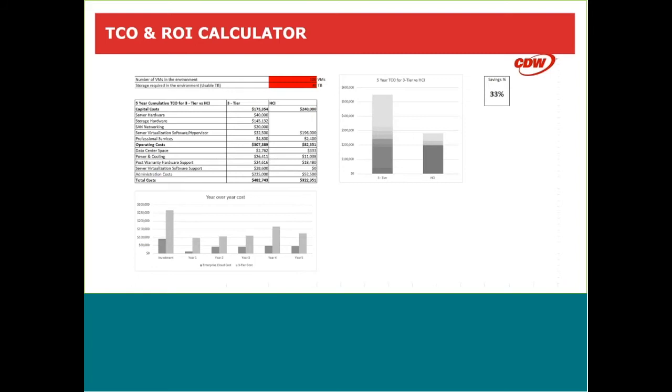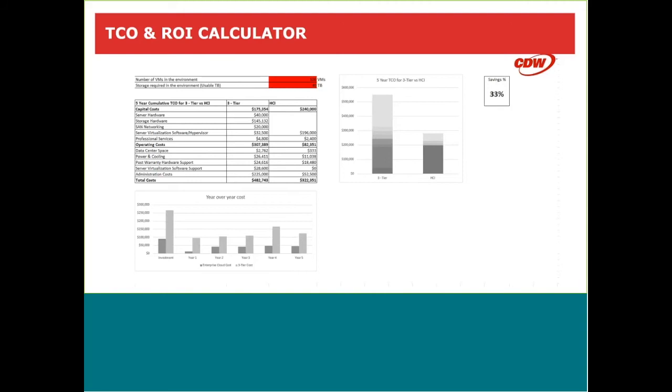So if we look at it, we see that the capital cost is $175,000 for a 3-tier and about $240,000 for an HCI. So we are seeing a pretty stark difference. Obviously, it's going to cost a lot more when we first see it. A lot of our customers get a bit of sticker shock on it. When I first started learning about this stuff and I was understanding how much it cost, I thought the exact same thing.